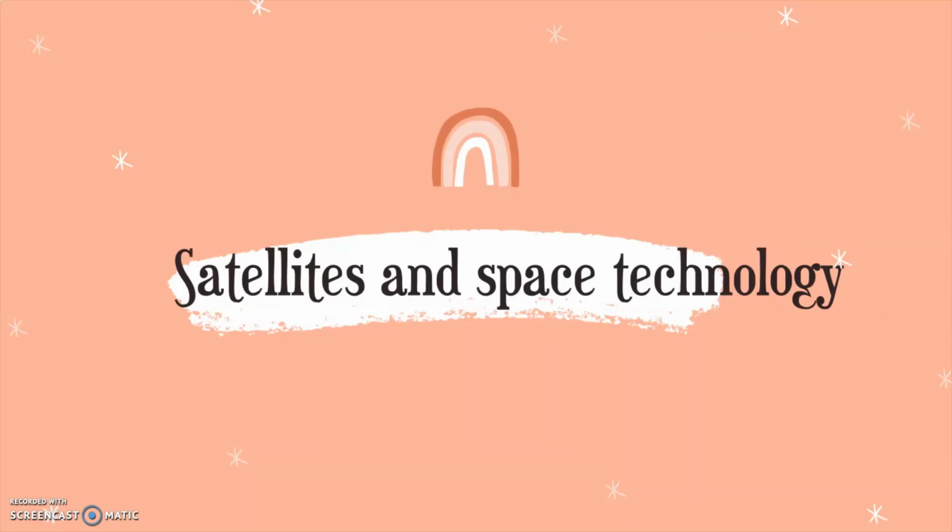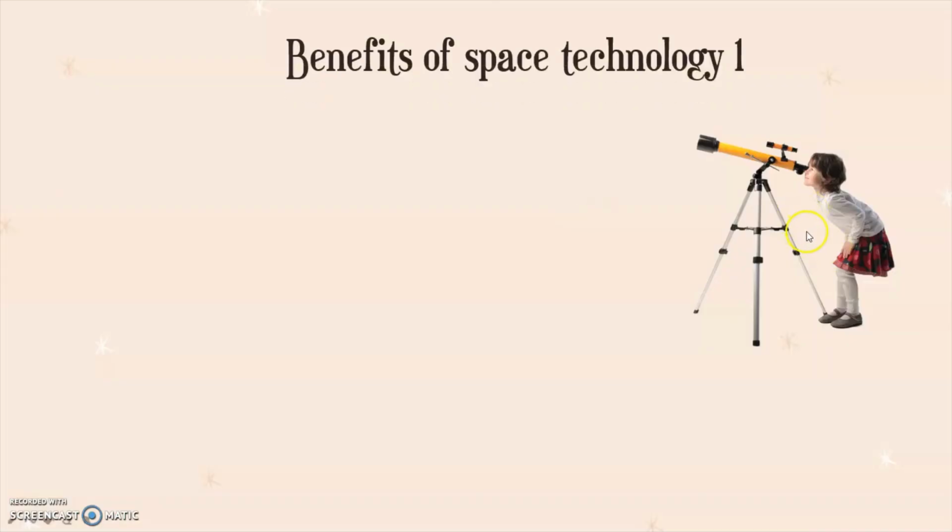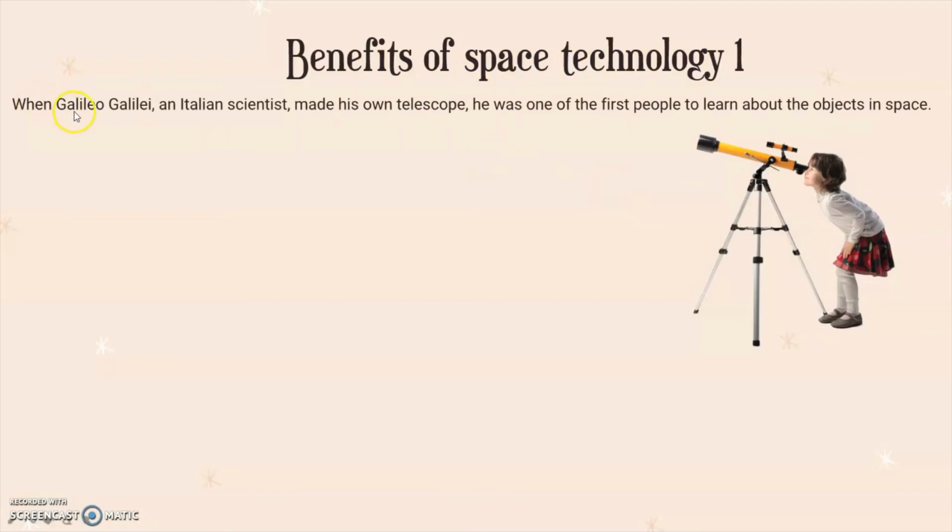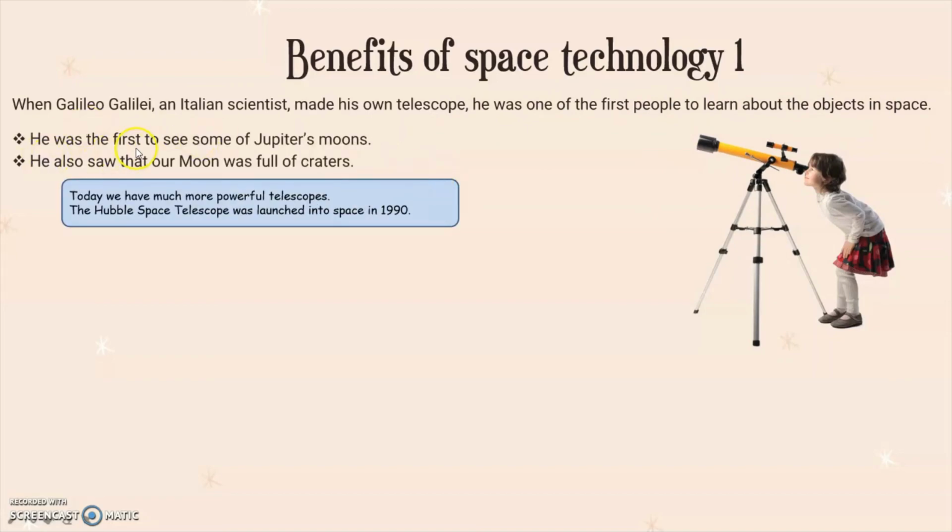Next, now in unit 9.3, you can open your book, page 161. Satellites and space technology. The crew in here use the telescope to see out of space. Benefits of space technology 1. When Galileo Galilei, an Italian scientist, made his own telescope, he was one of the first people to learn about the objects in space. He was the first to see some of Jupiter's moons. He also saw that our moon was full of craters.